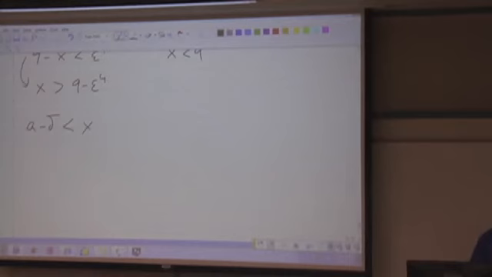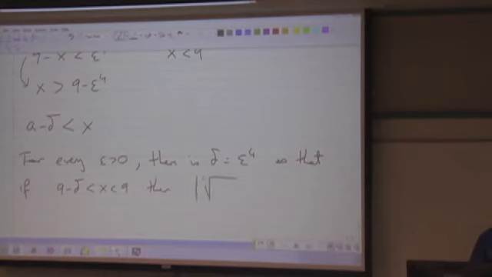So, for every epsilon bigger than 0, there is a delta equal to epsilon to the fourth, so that, well, I guess we're looking at a side limit, if 9 minus delta is less than x is less than 9, then the absolute value of the fourth root of 9 minus x minus 0 is less than epsilon.